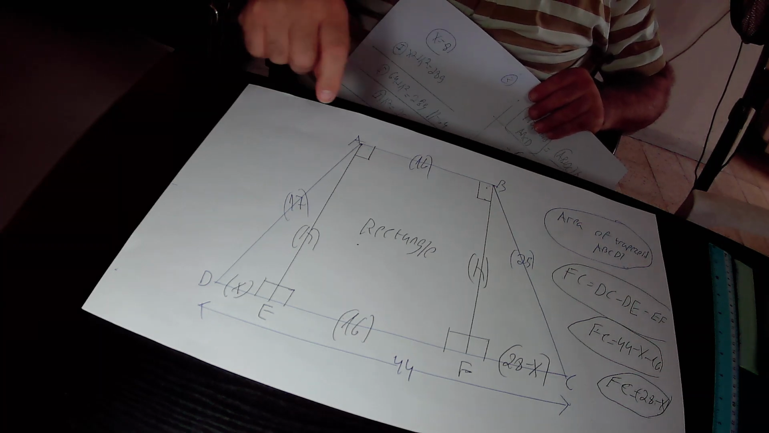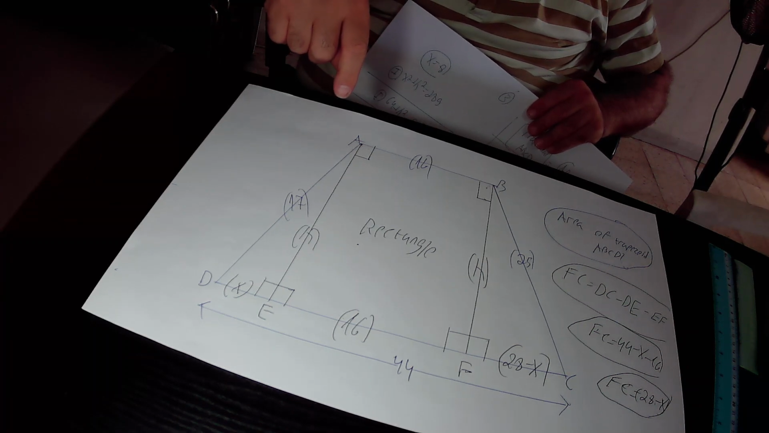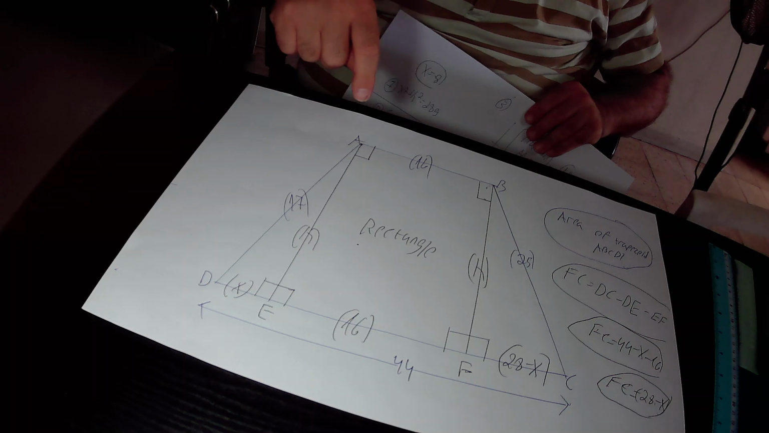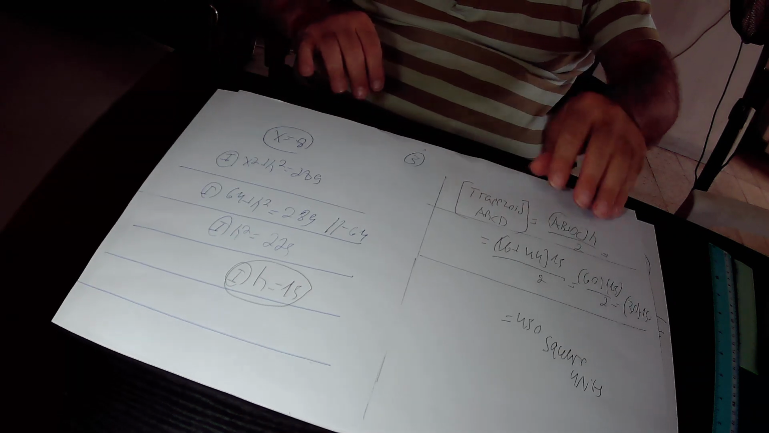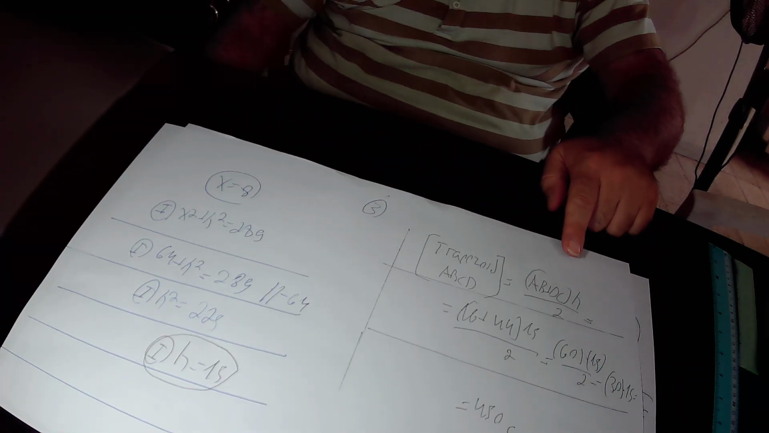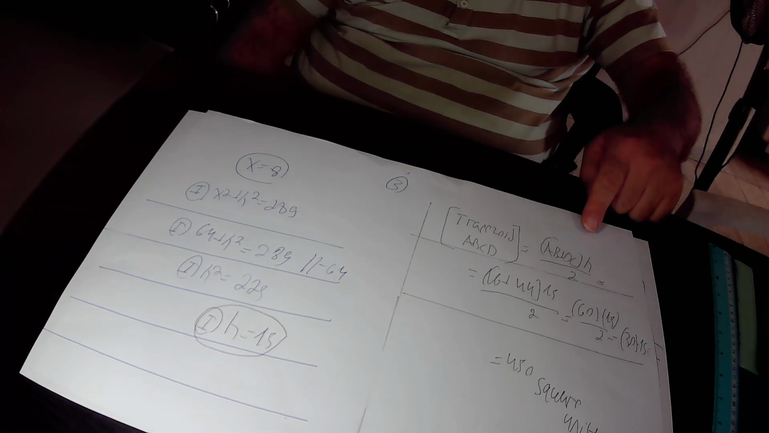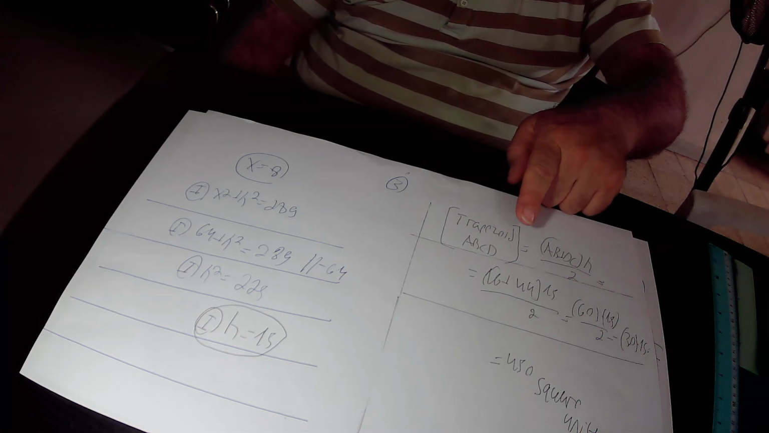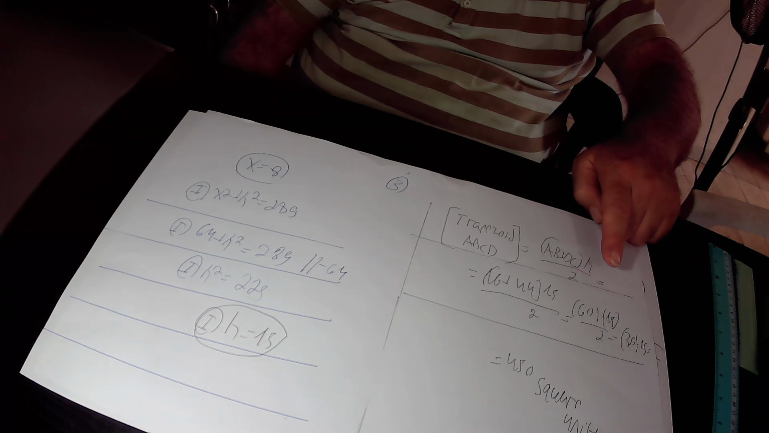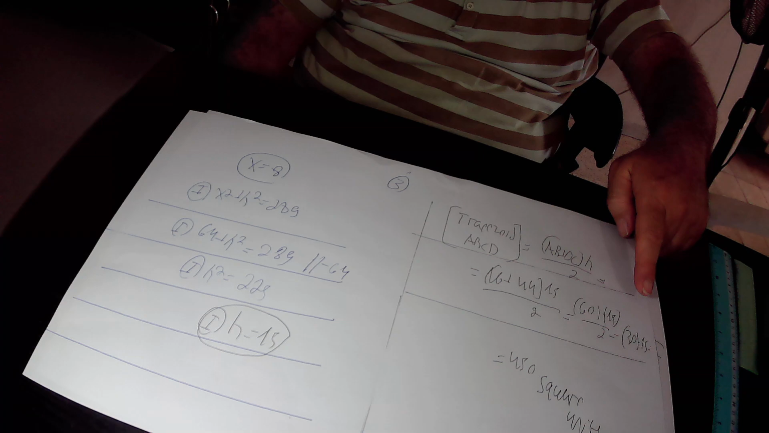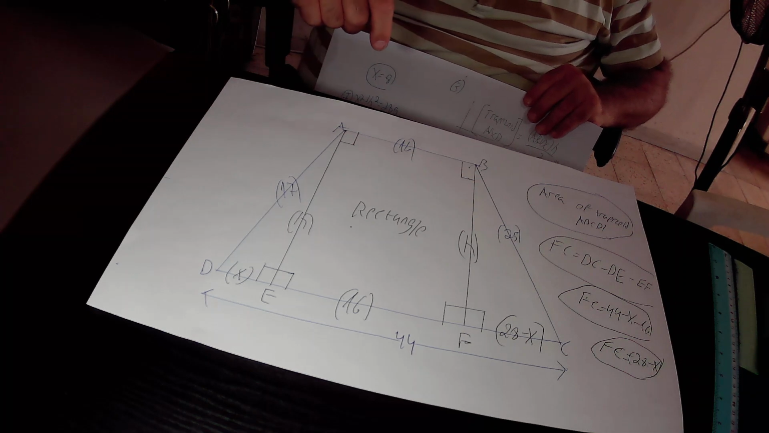Our mission is to find the area of this trapezoid ABCD. The area of trapezoid ABCD equals the sum of its two parallel bases, that is AB plus DC, times the height, that is h, over 2. AB is 16, DC is 44, h is 15, divided by 2. 16 plus 44 is 60, so this expression equals 60 times 15 over 2. 60 over 2 is 30, so this expression equals 30 times 15. So in total we found that the area of this trapezoid ABCD is equal to 450 square units.